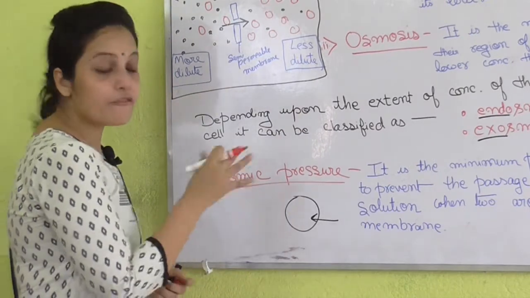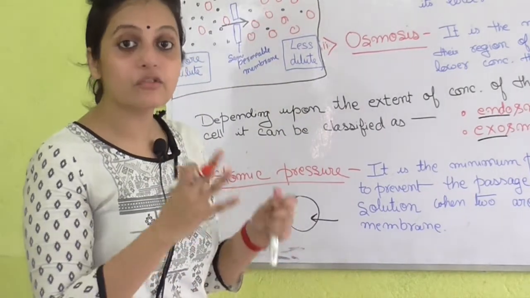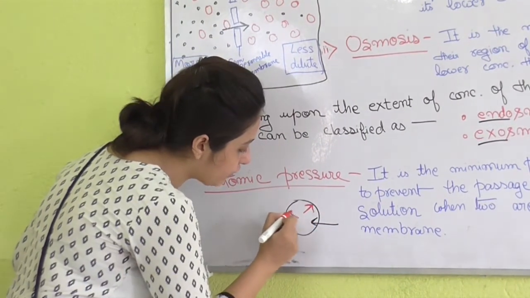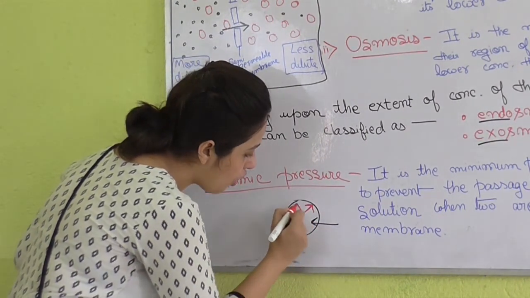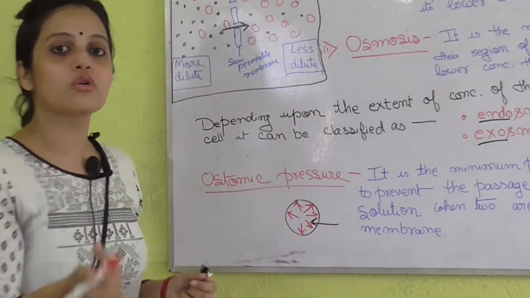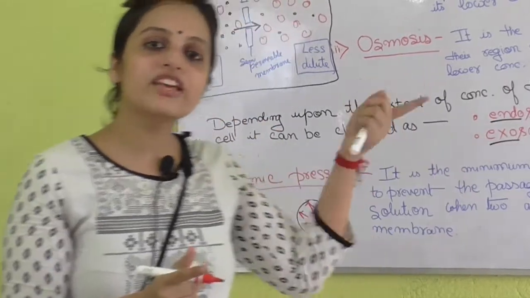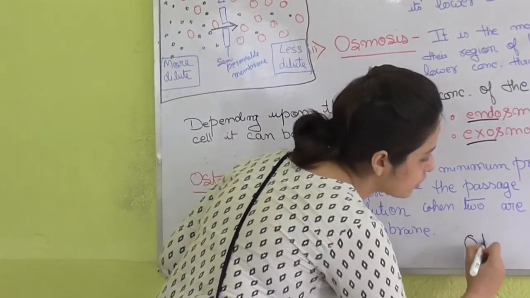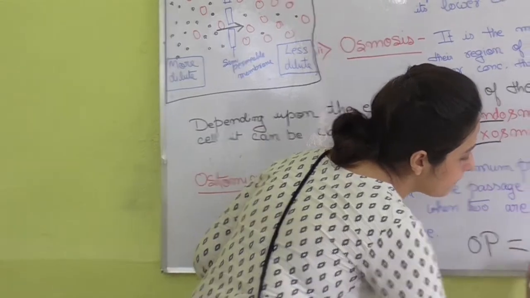So what happens after it becomes turgid? It will exert a pressure on the cell membrane. This pressure is known as turgor pressure. So we can say that osmotic pressure is equal to turgor pressure.